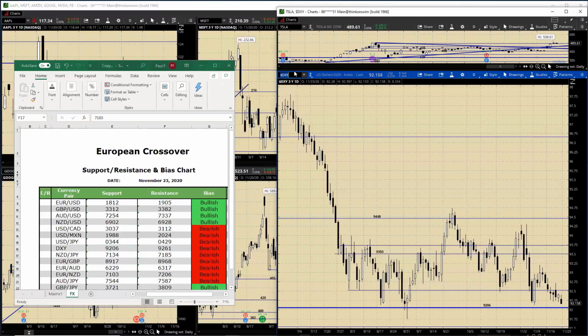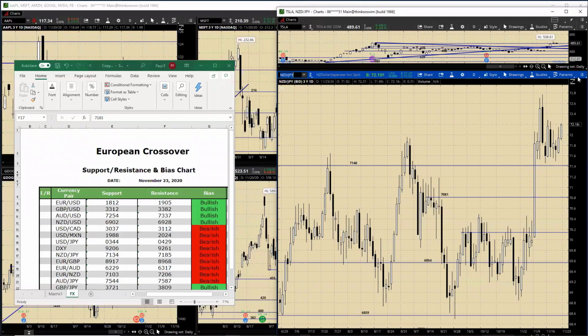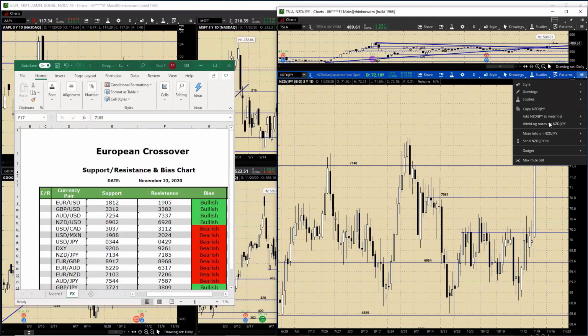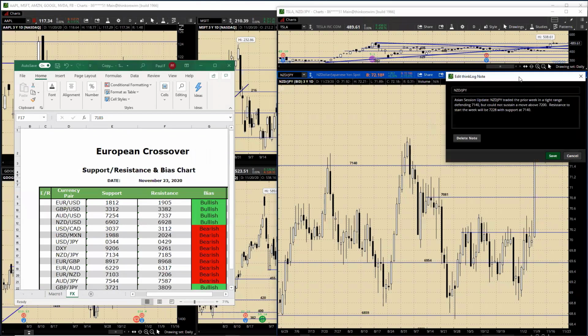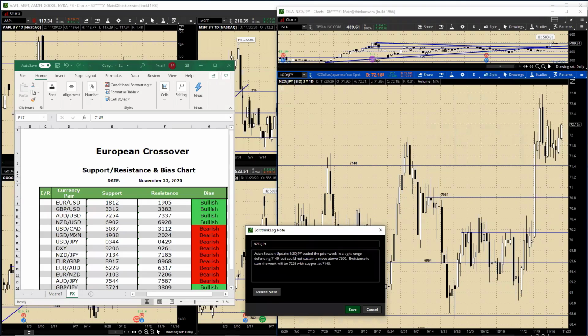On to the Kiwi yen. Kiwi yen traded the prior week in a tight range defending the 71.40. You can see that. But could not sustain a move above 72 cents, which we're actually above right now. Resistance to start the week will be 72.28 with support of 71.40.